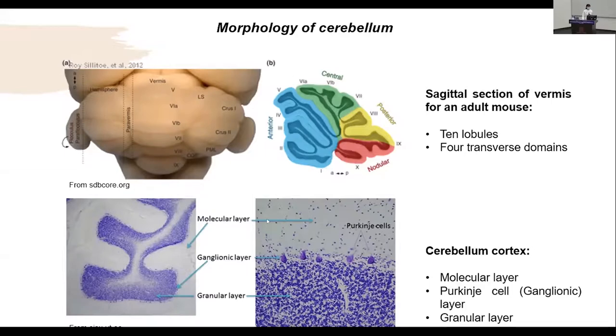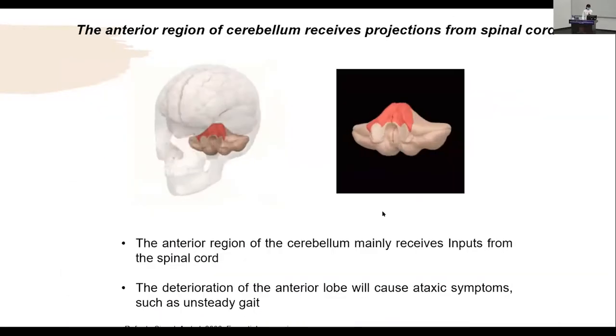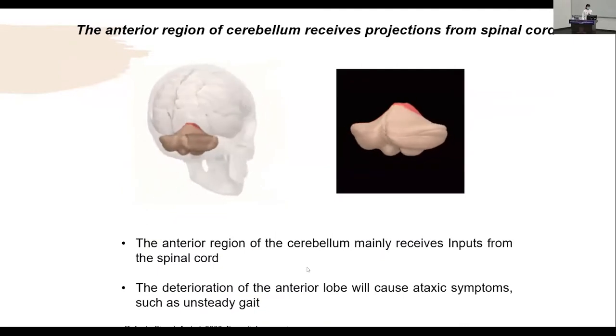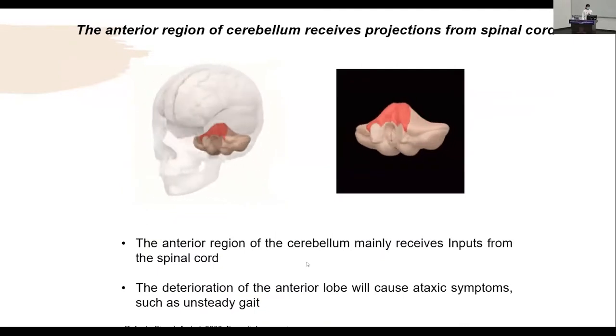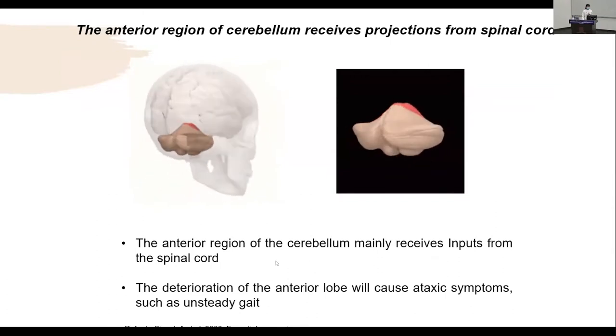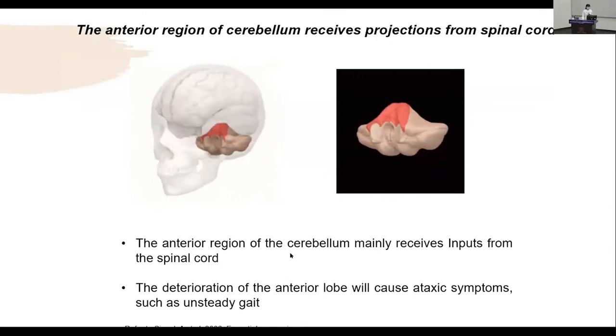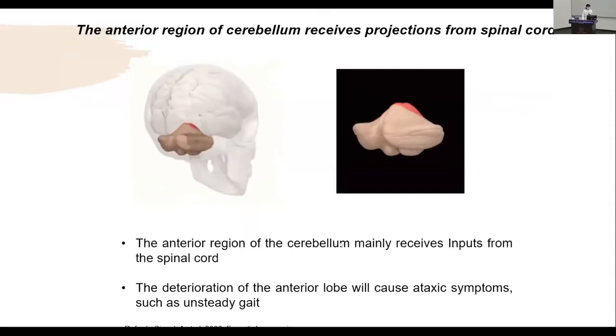It normally has 10 lobules and 4 transverse domains: the anterior domain, central domain, posterior domain, and nodular domain. The lower picture shows the cortex of the cerebellum, which consists of 3 distinct layers: the outer molecular layer, the middle Purkinje cell layer, and the inner granular layer. In human beings, the anterior region of the cerebellum mainly receives inputs from the spinal cord, and deterioration of the anterior lobe will cause ataxic symptoms, such as unsteady gait.